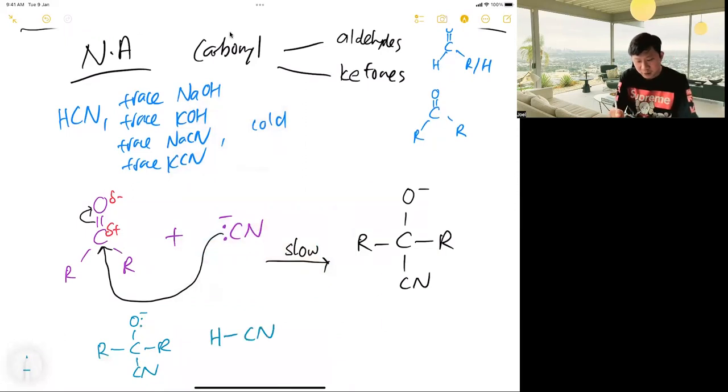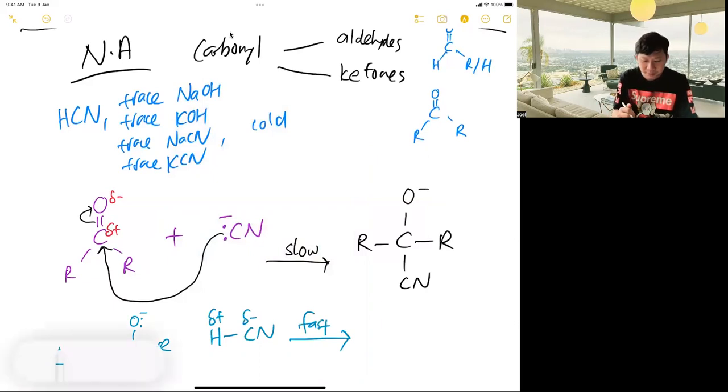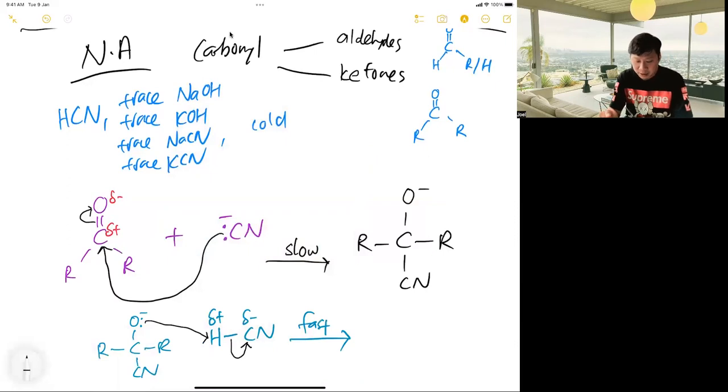HCN is coming here. Who is delta plus? This is a fast step, so slow then fast. Delta plus, delta minus: it can attack who? The O minus. Very good. Naturally it attacks this one, pointing to the C. Then we happily get the product. This is just the mechanism. It's quite smooth, I feel. But you must understand it. Copy and ask me questions in a while. This is the slow step, this is the fast step: slow, fast.